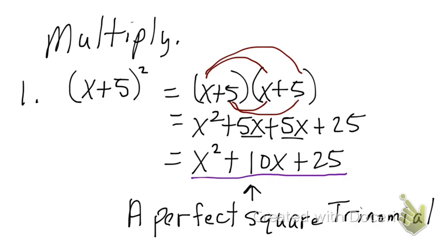So if we were starting with x squared plus 10x plus 25 and we had to factor this, we could certainly use the AC method. But when I see these perfect squares on the ends, then I would try what's called trial and error.